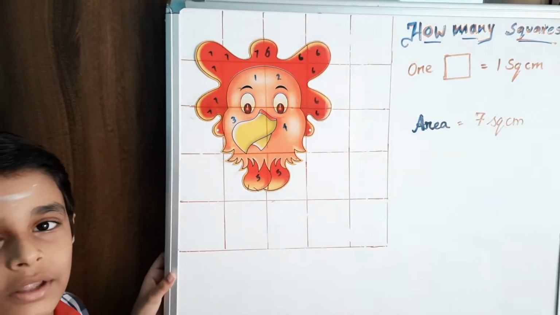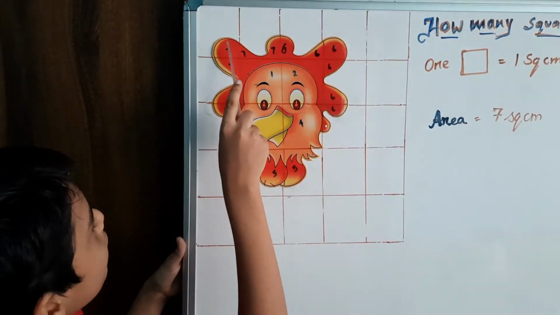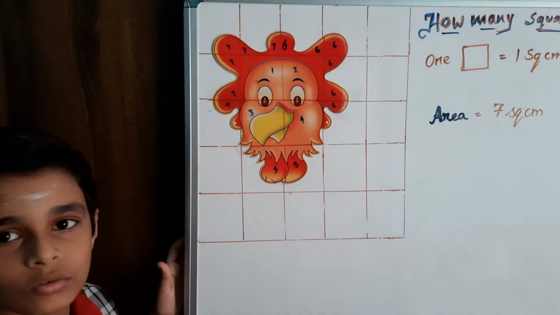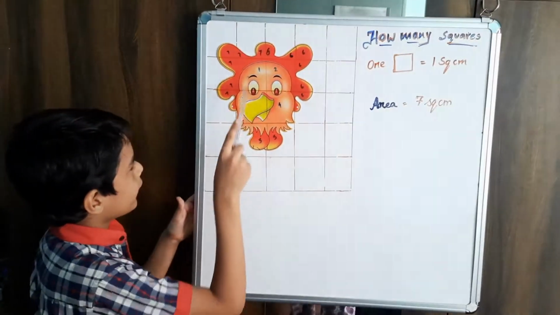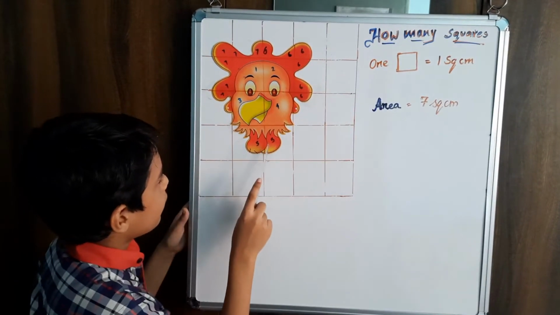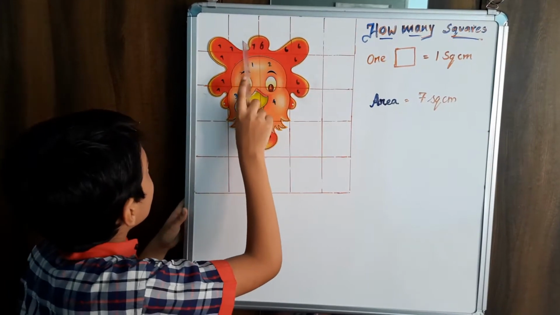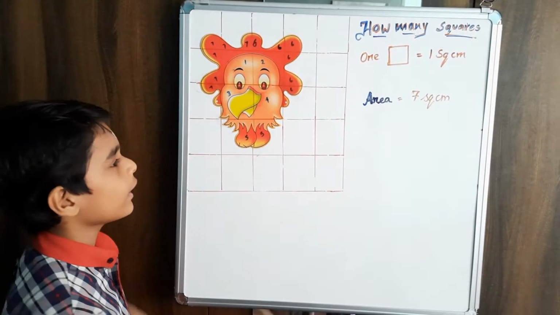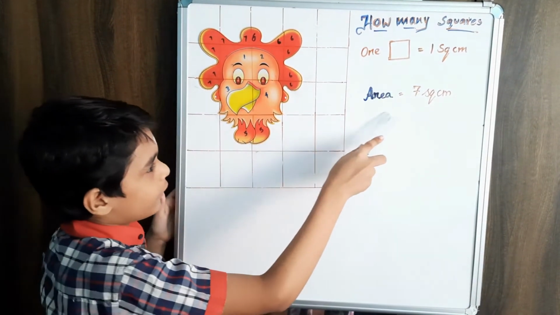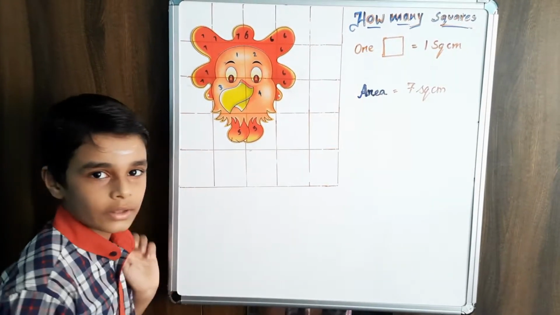This will make another square. You have to add these parts to make another square. So this makes another square. So if we count everything, 1, 2, 3, 4, 5, 6, 7, we have 7 squares. So the area in this bird picture is equal to 7 square centimeters.